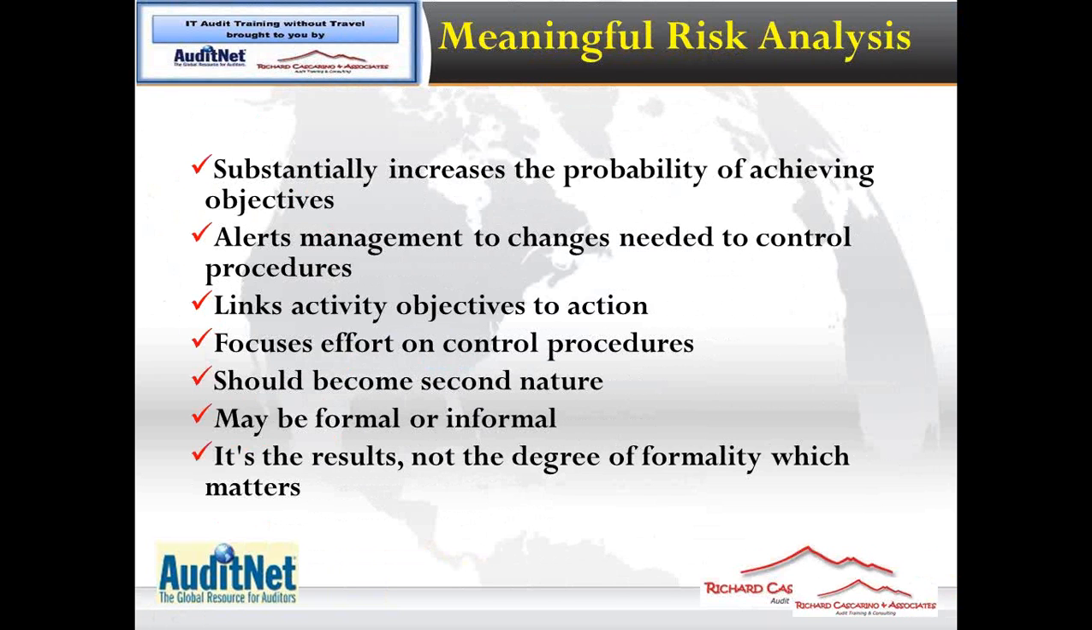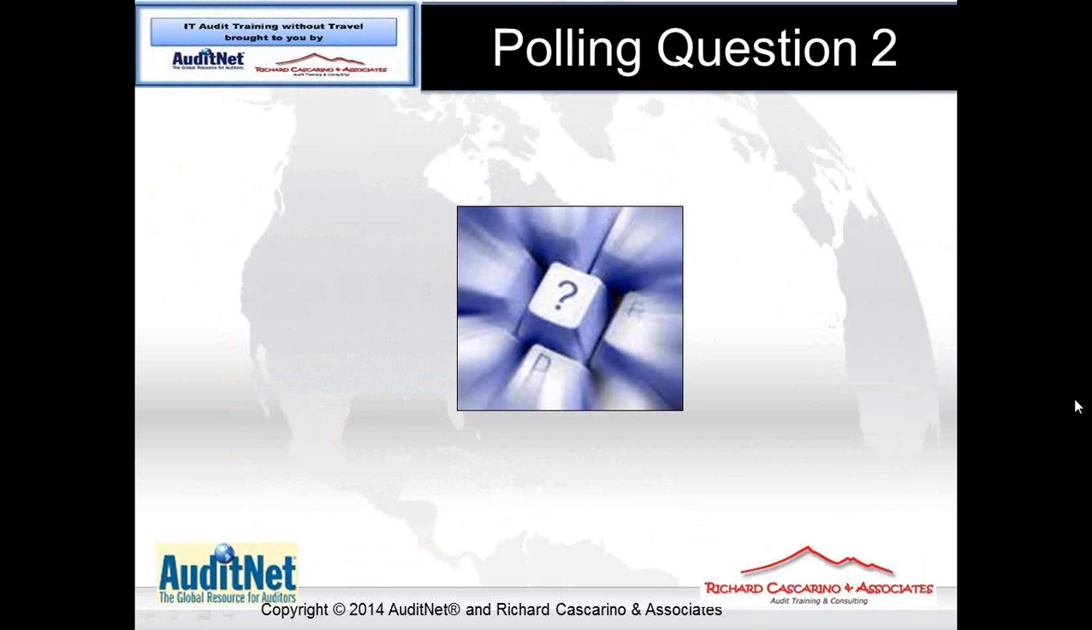And that means that we can then link the activity objectives, what they're trying to achieve, and the control objectives, to what actions need to be done to implement the appropriate controls without over-controlling. In best case scenario, it becomes second nature. And it can be formally done with risk analysis and risk software, etc., or it can be informally done. It's not how formal it is, it's the impact, it's the results which are critical.